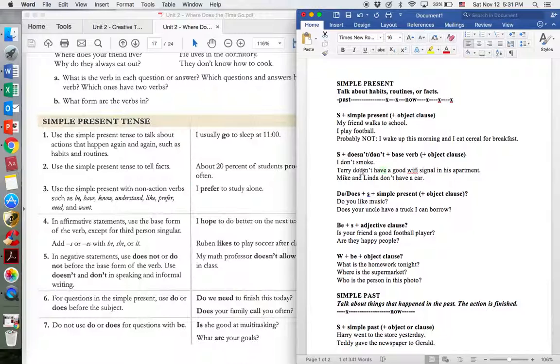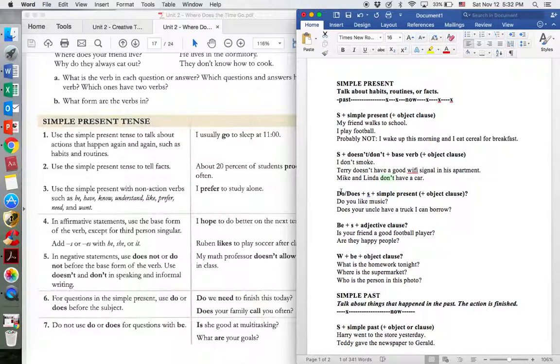If you want to remember it by thinking about the S, like you have to put on the third person singular, then you only need one of them. Here we have it with the do verb, so we don't put it on the base verb afterwards, and then here's our object clause. Mike and Linda don't have a car. Remember, these are two people, so it's a they. If we use the pronoun, we don't need to say doesn't. They don't, and then base verb, have a car.